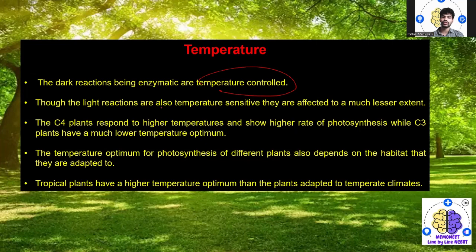The C4 plant responds to high temperature and shows a high rate of photosynthesis, while C3 plants have a much lower temperature optimum. So the temperature optimum for the photosynthesis of different plants also depends on the habitat that they have adapted to. Like the tropical plants have a higher temperature optimum than the plants adapted to temperate climate.